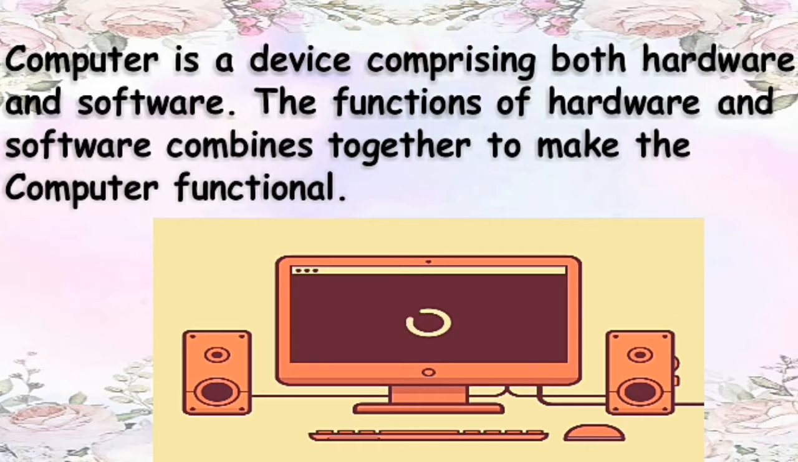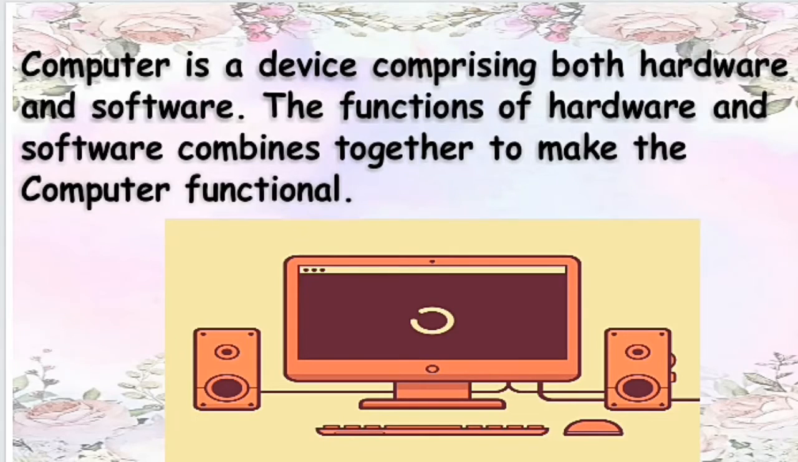Now let's start children. First let's see what is computer. Children, computer is a device comprising both hardware and software. The functions of hardware and software combines together to make the computer functional. I will repeat this. Computer is a device comprising both hardware and software. The functions of hardware and software combines together to make the computer functional.